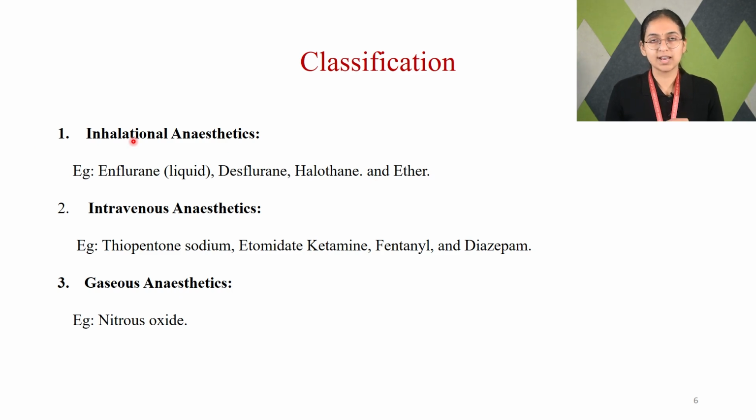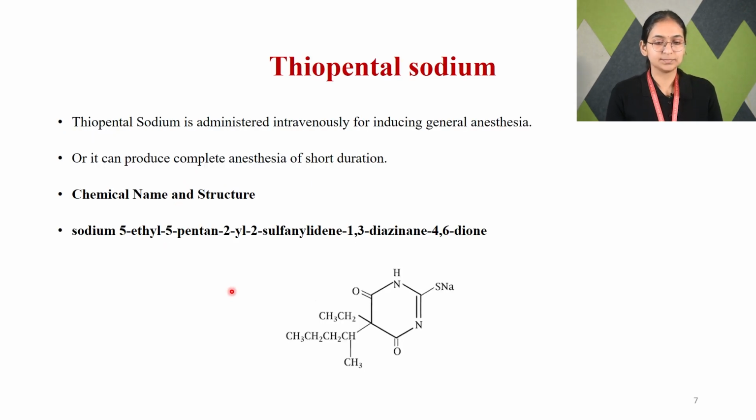Inhalation, from the term we can understand, means taking in, inhaling. So these anesthetics are given by inhalation. Next are the intravenous anesthetics. Again from the term we can understand, these are given intravenously, inside the veins, and the examples include thiopental sodium, etomidate, ketamine, fentanyl, and diazepam. And the third category is the gaseous anesthetics, which includes the example of nitrous oxide.